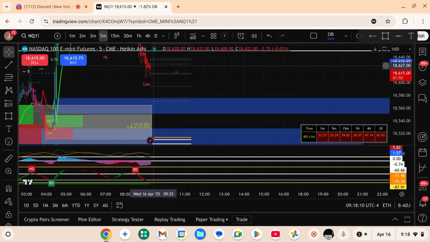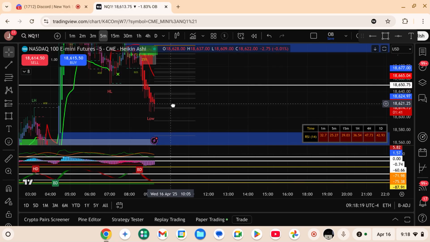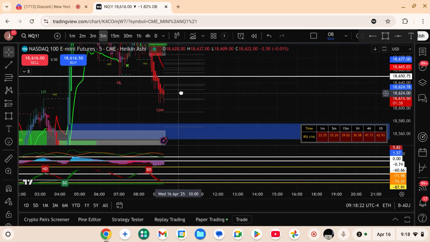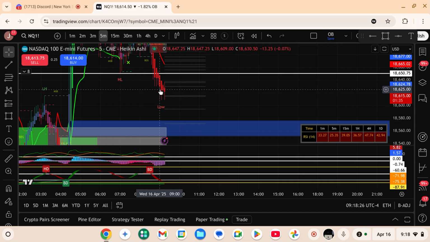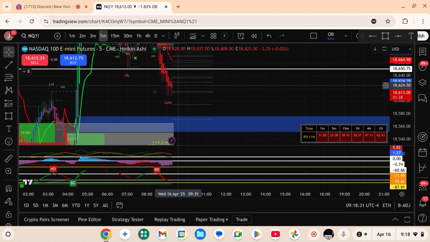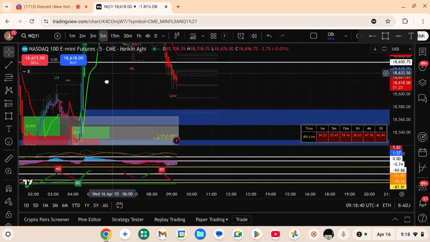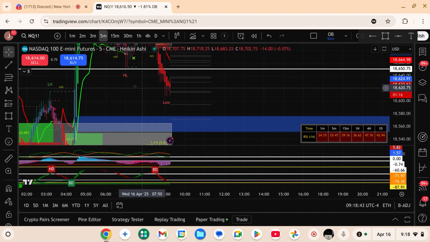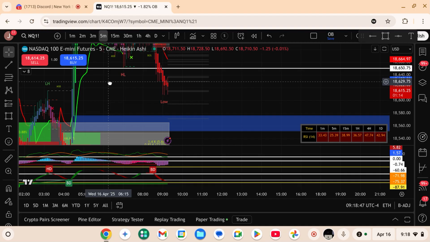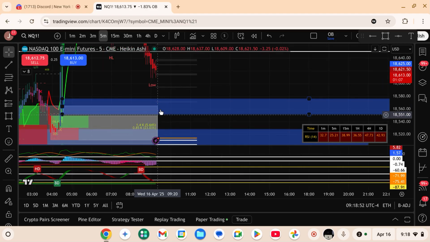But that's risky to be trying to play it down to that area because it just keeps on trying to reject to the upside. So even if we did take shorts, we'll probably get chopped up on the way down. So it's really not worth it. When the market opens and the volume kicks in, it could push it straight down to these order blocks here. I'm hoping that's what happens.